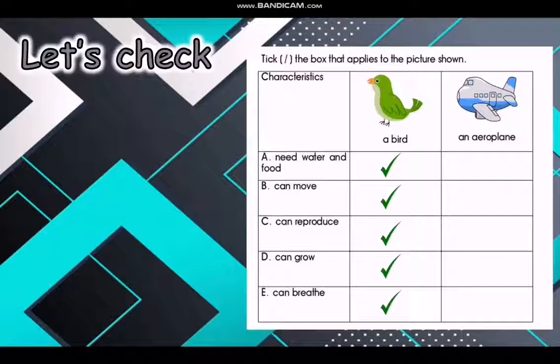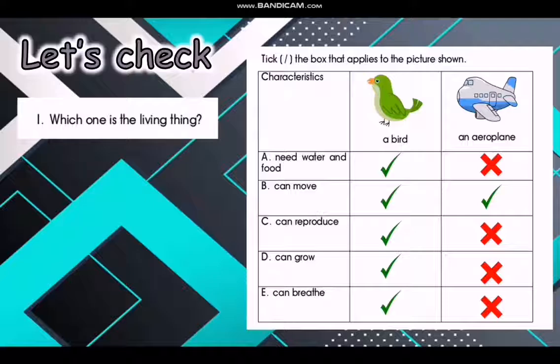Next, let's see the airplane. Does it need water and food? No. Can it move? Yes, it flies. And of course it can move. Can it reproduce? No, it does not have baby aeroplane. Can it grow? No. Can it breathe? No.